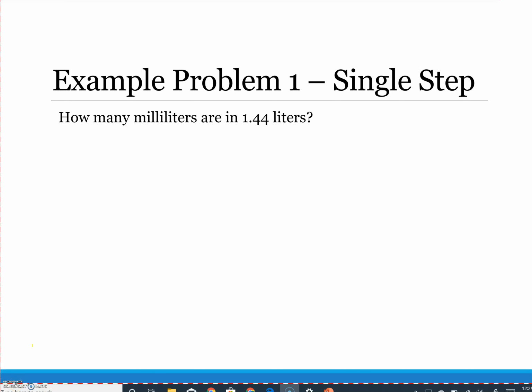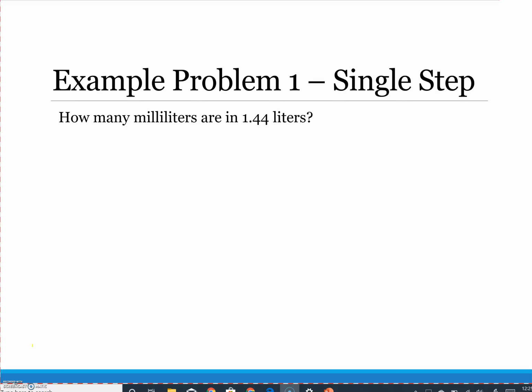All right, guys, we are going to work the first metric system problem in this course. Metric system problems can either be single step or multi-step problems, depending on what you are starting with in the problem and what you're converting to. For single step problems, you're going to convert from a base unit to something with a prefix, or from something with a prefix to a base unit.